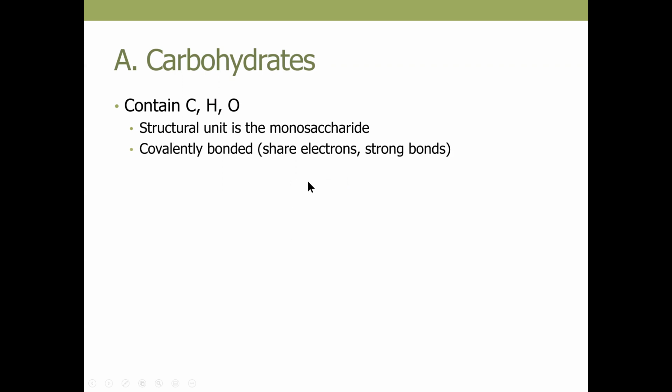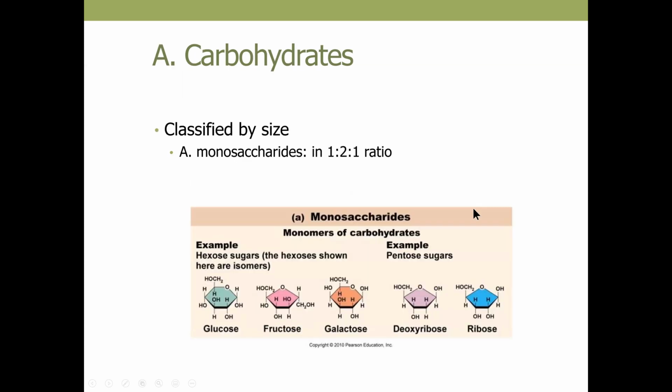They are covalently bonded. That means they share electrons, which is a very strong bond. The primary function for carbohydrates is a quick energy supply for the body. Carbohydrates are classified by size. A single carbohydrate is called a monosaccharide. It is made of carbon, hydrogen, and oxygen in a 1:2:1 ratio.